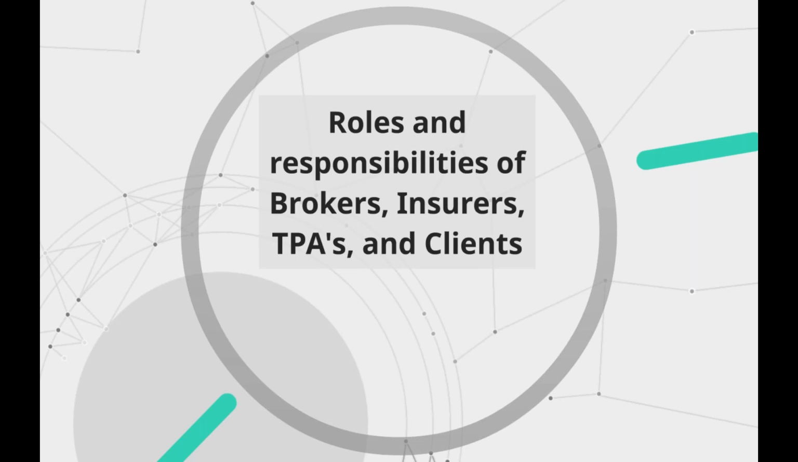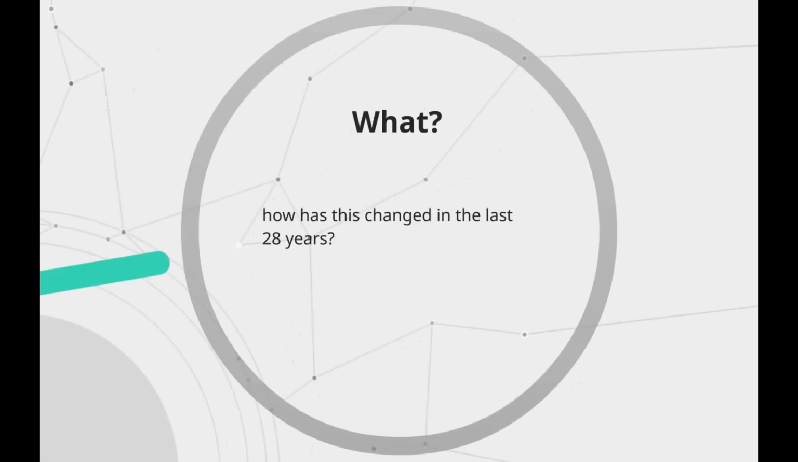So the roles and responsibilities of brokers, insurers, TPAs, and clients have really changed. So how has this changed in the last 28 years?